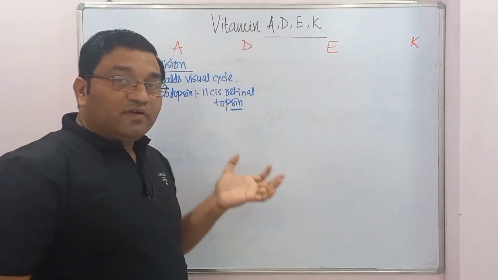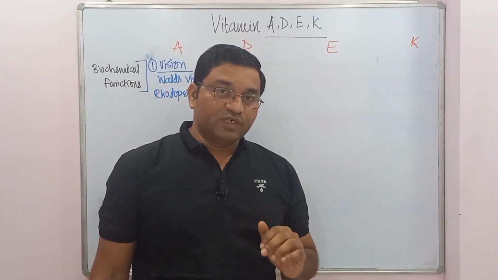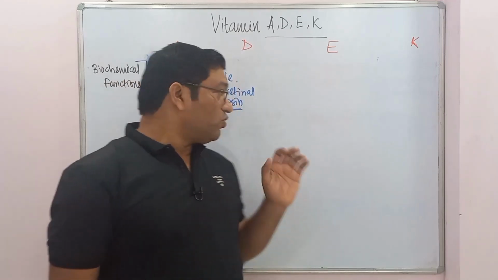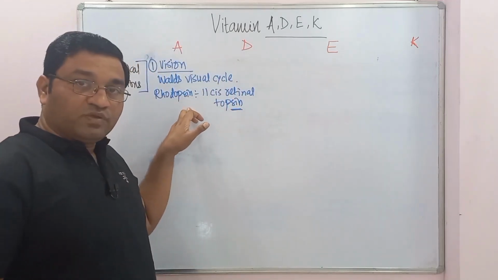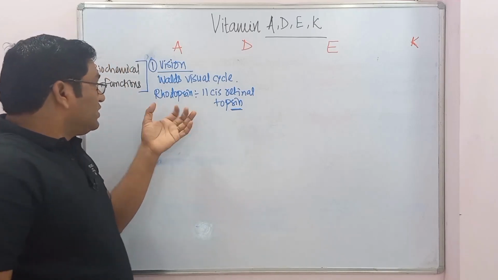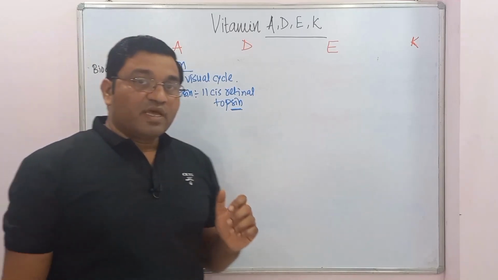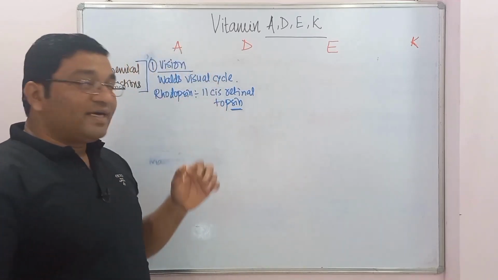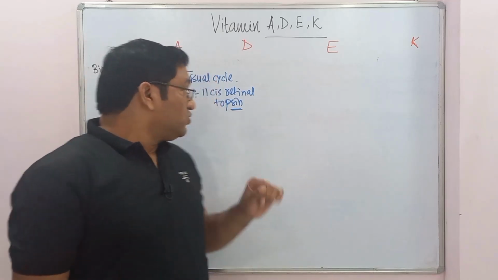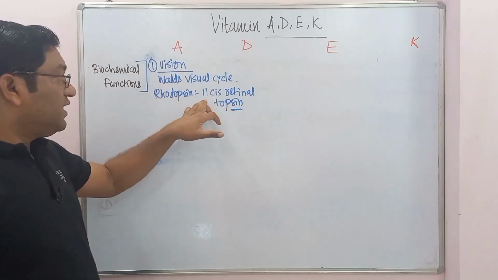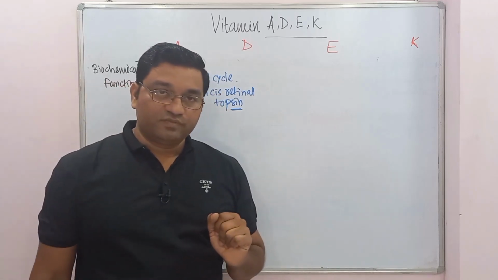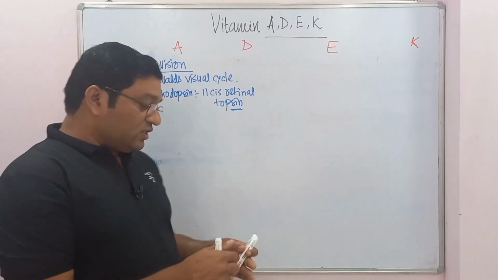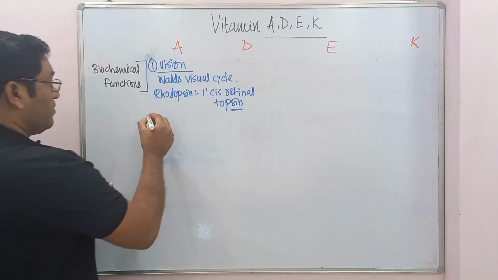So it is important for dim light vision. Rhodopsin is important in dim light vision. Then the cones are responsible for bright light vision and color vision. So 11-cis retinal protein is important in vision, in Wald's visual cycle. This is an important function of vitamin A.